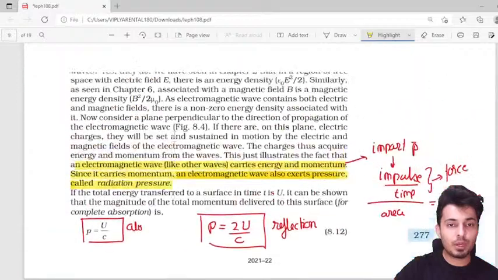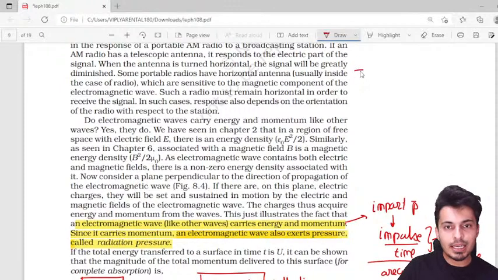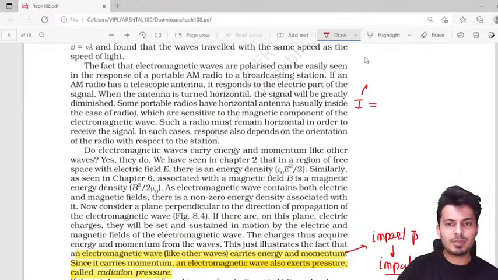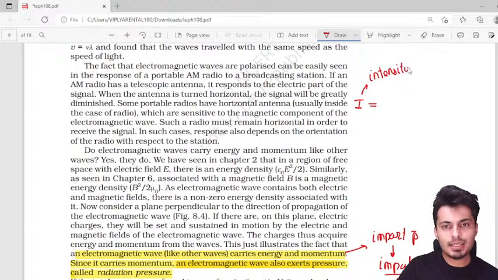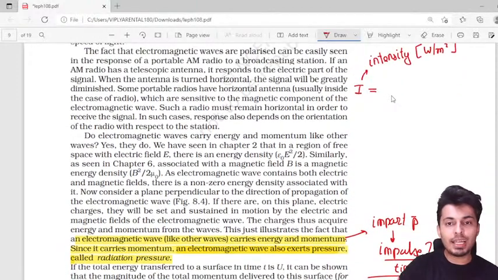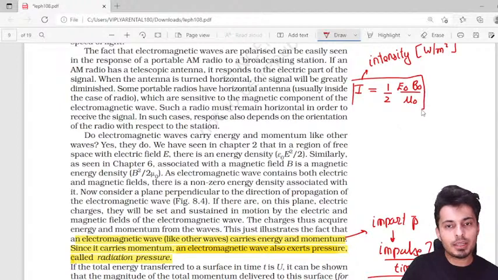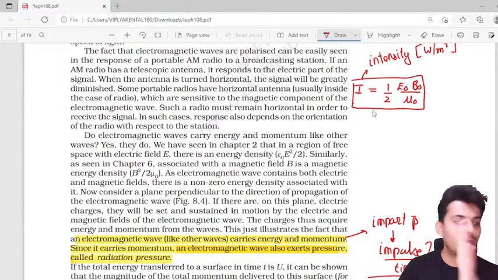There is one more important formula which I will give it to you right over here. You can write it down as well. Intensity of light. What is intensity? This I is basically your intensity of light. Intensity has the units of watts per meter square, energy per unit time per unit area. That intensity of light has this formula, half E naught B naught by mu naught. Very, very important formula. In case you have forgotten about it, please remember this.